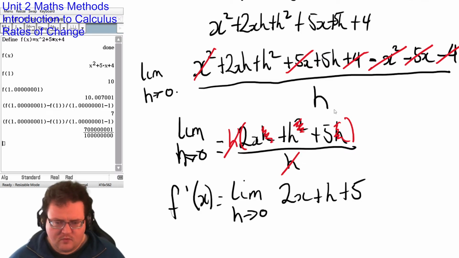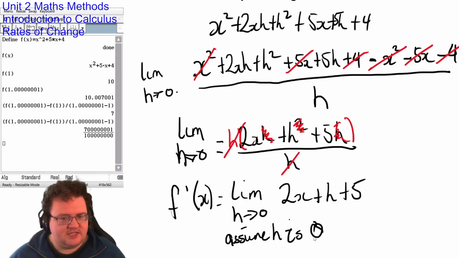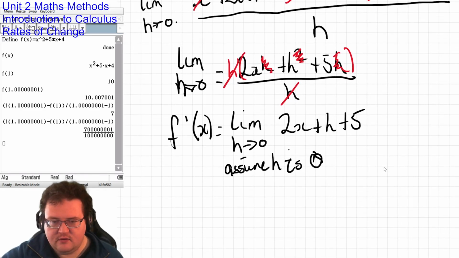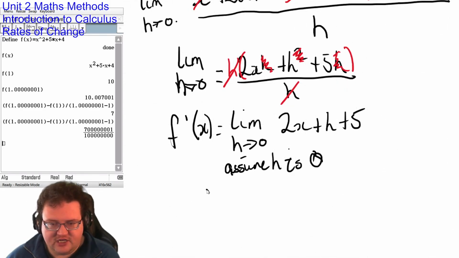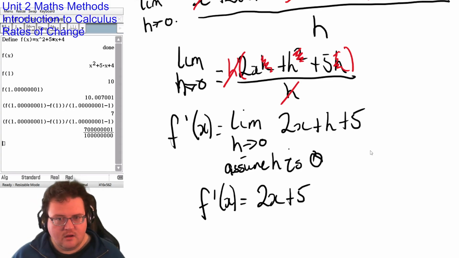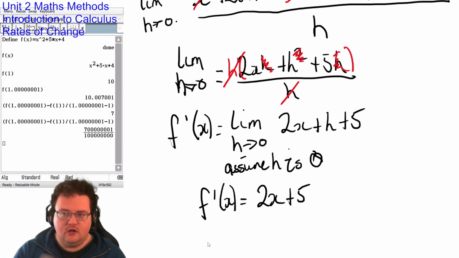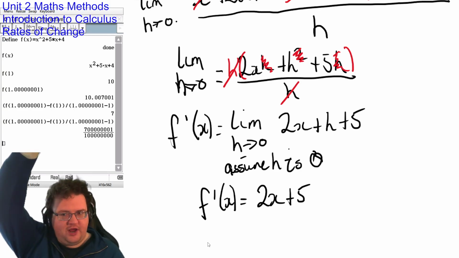And then this is where I get rid of the h altogether. I just say, assume h is 0. So it's the limit as h approaches 0, but now I'm just saying stuff it, it is 0. And what I'm left with is an equation that is f dash x equals 2x plus 5. And I now have an equation that describes the gradient at any point along my equation that I started with.